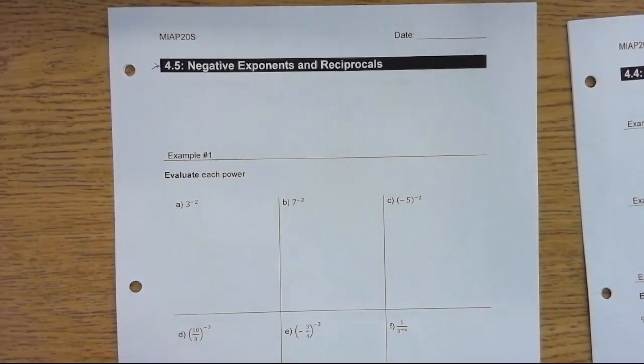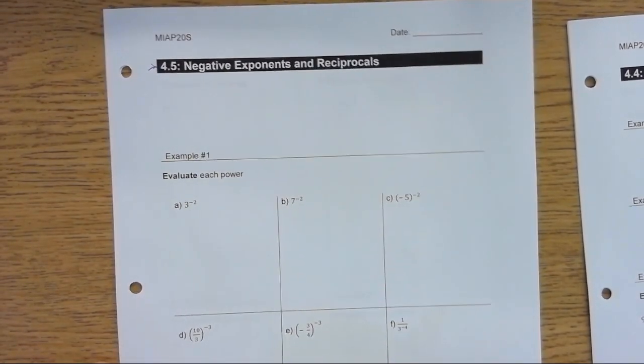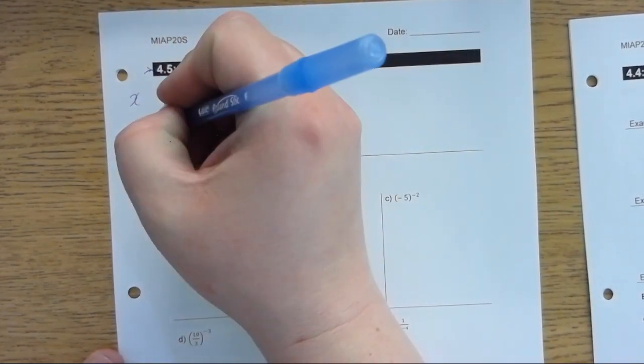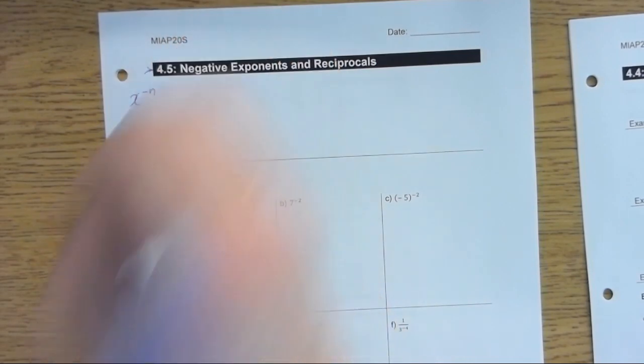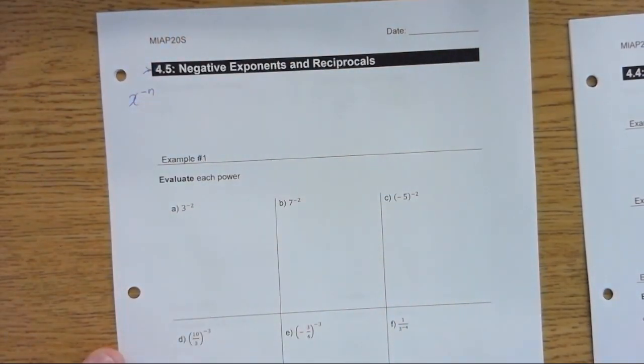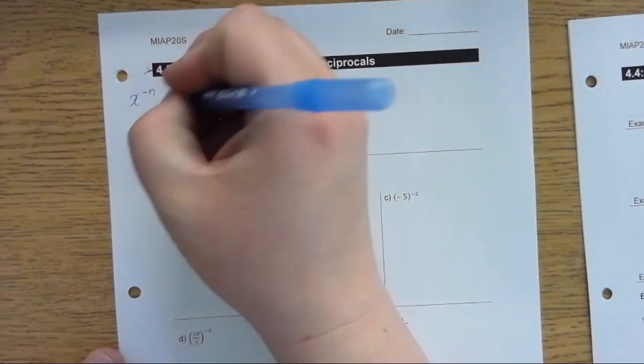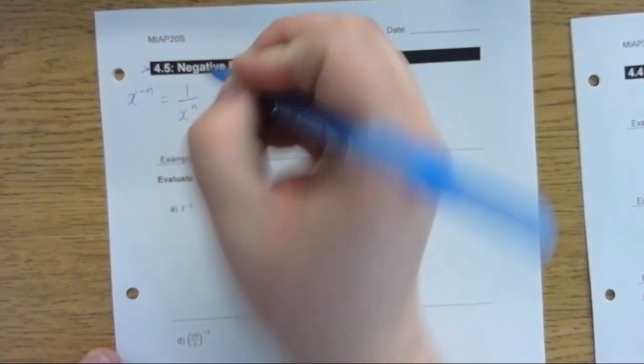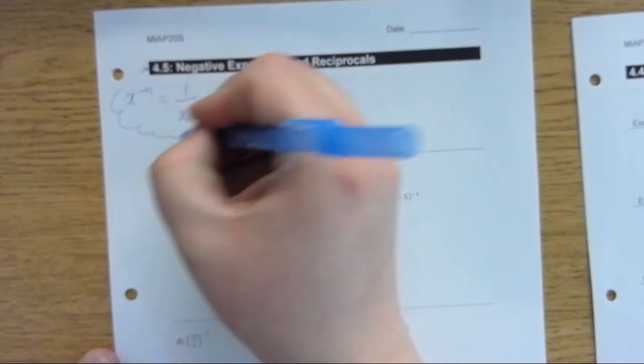And I'm going to start with the rule. So here's the rule. Here's the way that this works. A base to some negative power, some negative number, I'll call it negative n, is equal to 1 over x to the n. That's the rule.